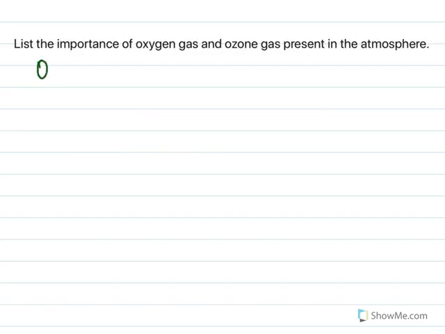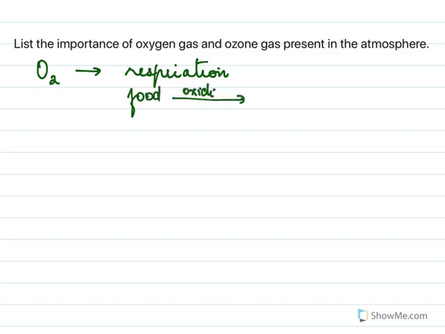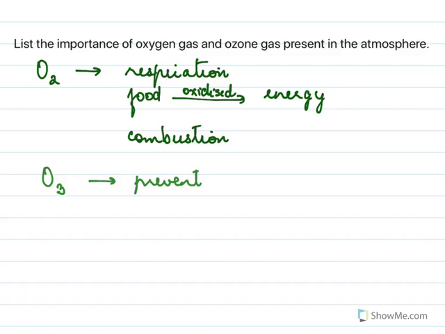List the importance of oxygen gas. Oxygen gas, we know, is used in respiration, where food is oxidized by living organisms to give energy. It is also used in combustion. Combustion, burning, requires oxygen. Now, ozone is used to prevent the ultraviolet light from entering the atmosphere.